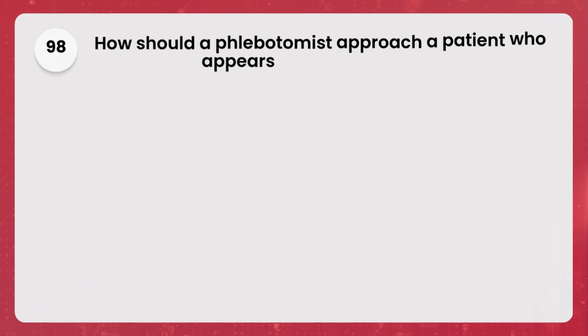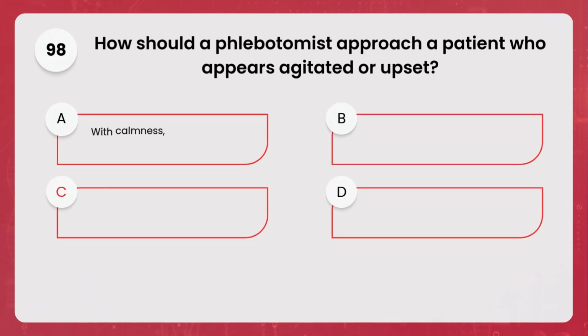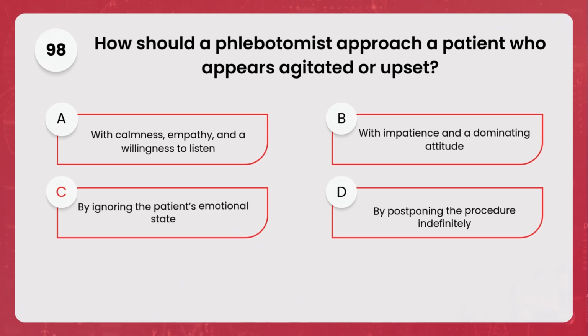98. How should a phlebotomist approach a patient who appears to be agitated or upset? A. With calmness, empathy, and willingness to listen. B. With impatience and a dominating attitude. C. By ignoring the patient's emotional state.